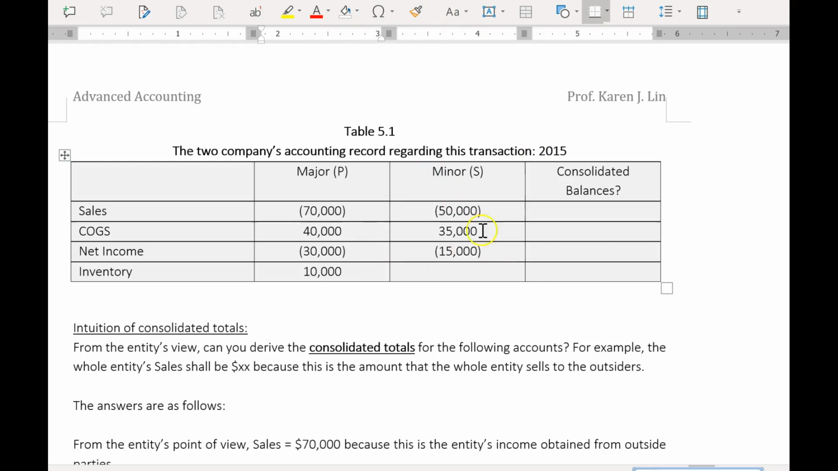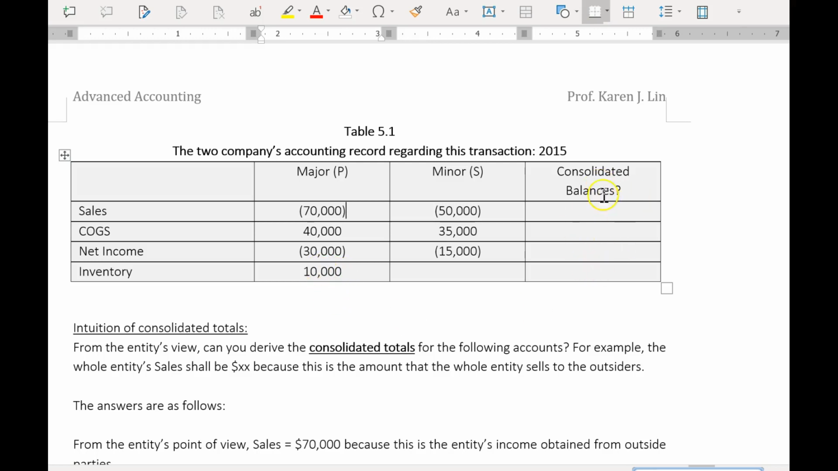journal entries to these two columns, you will see that the subsidiary has the sales 50,000, cost of goods sold 35,000, and the impact to the net income is 15,000, which is basically the gross profit from the transaction. The parent sold 80% out, right? 80% out of 50K to outsiders. That's the 40K cost of goods sold for 70K sales. So $70,000 sales, and the impact to the parent's net income is 30K. And the parent also has 10,000 inventory left in its warehouse.